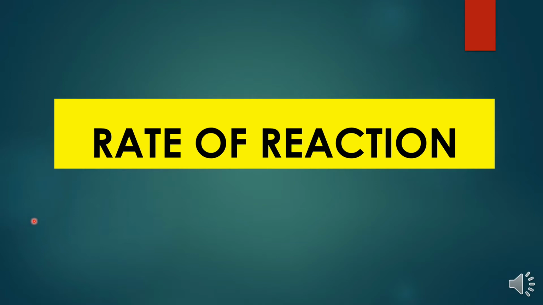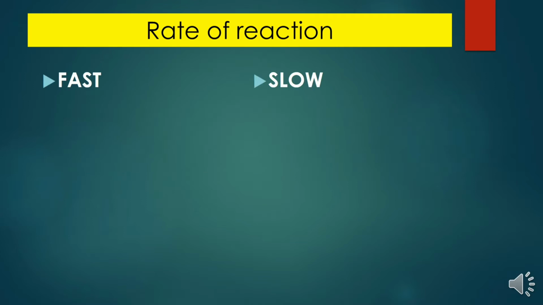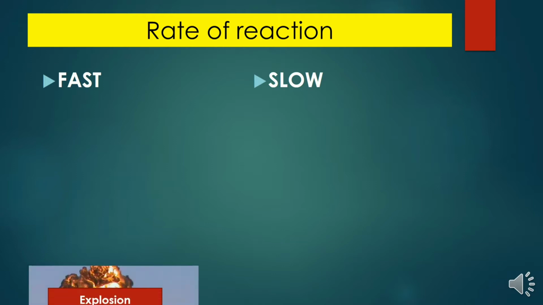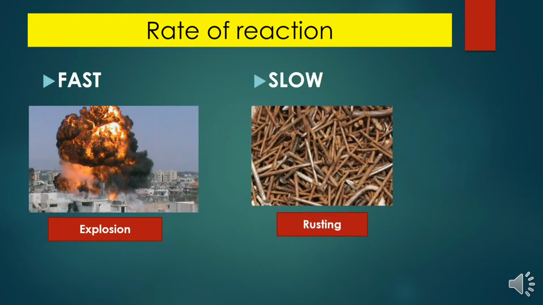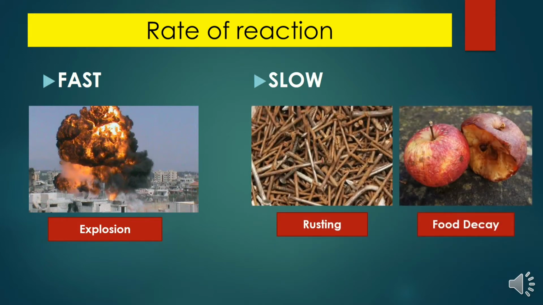Class, today we're going to discuss rate of reactions. So what is rate of reactions? Actually, there are a lot of chemical reactions happening in our surroundings, and some are fast and some are slow. So what is an example of a fast reaction? Such as explosion. And for slow reactions, we have rusting of the nails and also food decay.